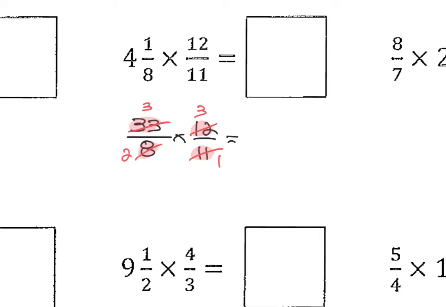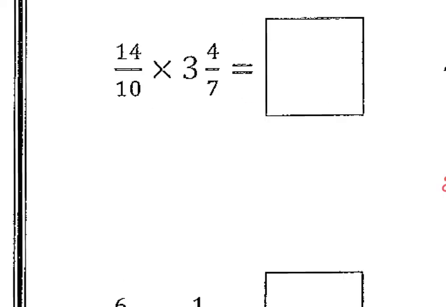3 times 3 is 9. 2 times 1 is 2. Oh my goodness. Easy. 2 goes into 9 4 times with a remainder of 1. So that means my answer is 4 1/2. Nice job. Let's try one more.